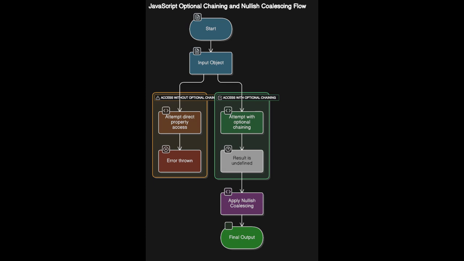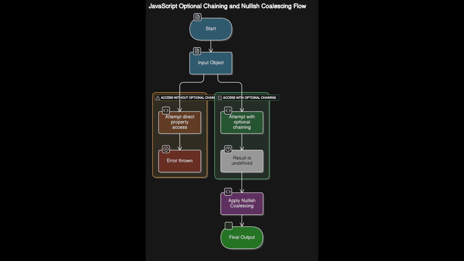So let's explore how optional chaining can make your code cleaner, more robust, and easier to maintain, especially in today's fast-paced, data-driven development environments. To begin with, let's talk about the optional chaining operator, denoted by a question mark followed by a dot. This operator allows you to access properties of an object without having to manually check each level of the object for null or undefined values.